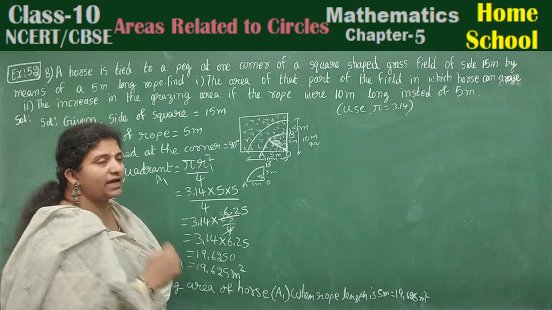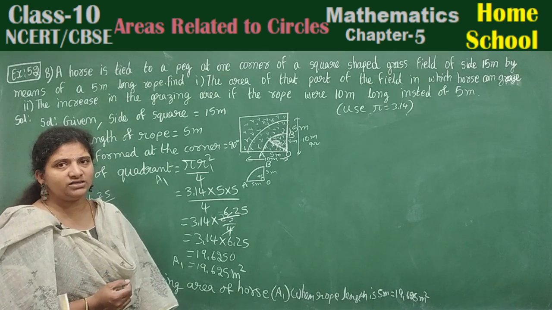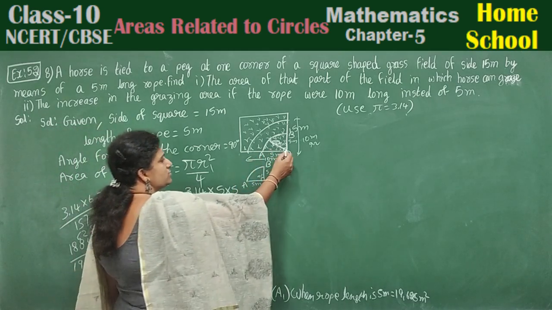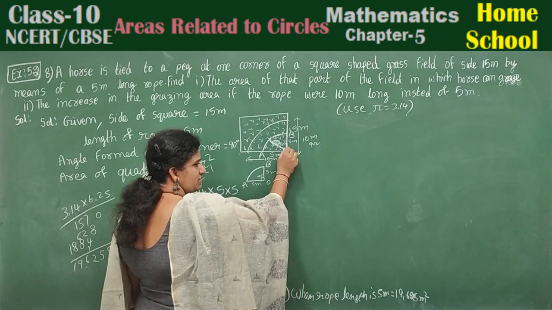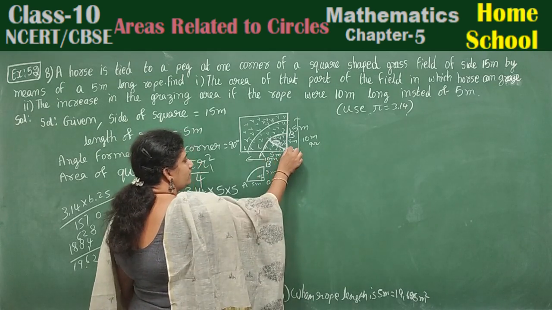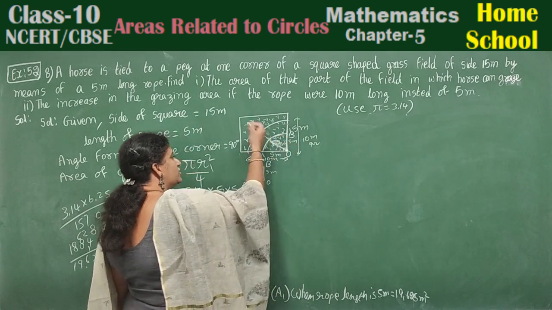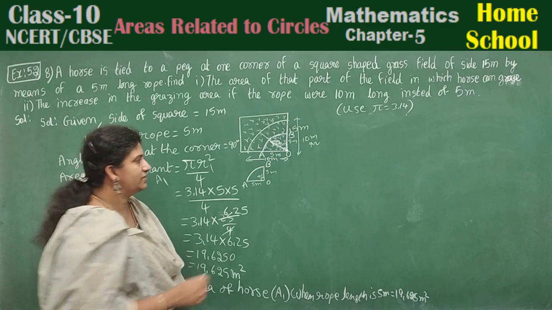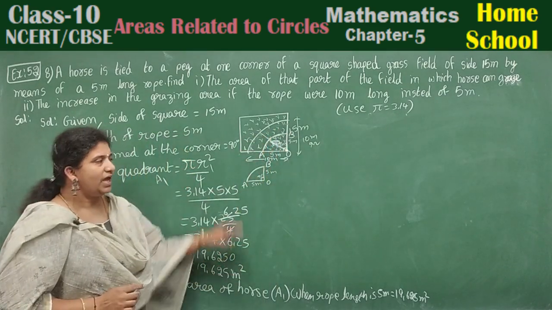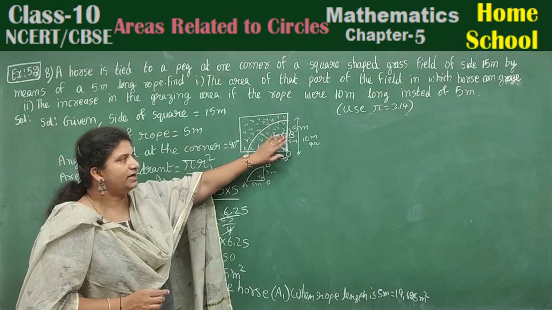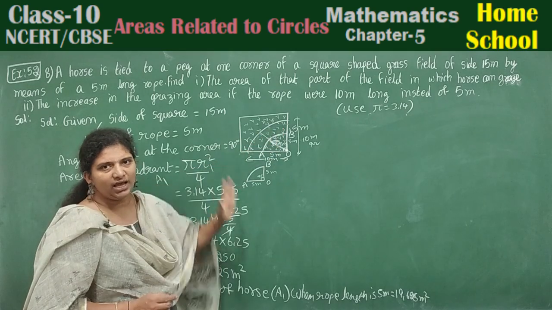Then coming to your second sub-question. If the rope length, instead of 5 meters, they have taken 10 meters. So, from here, the peg means it is a small wooden piece. A horse is tied to the peg and the rope length is now increased to 10 meters. Look here, this sector area you need to calculate. Let the area of this sector be A1 and the area of this sector be A2.